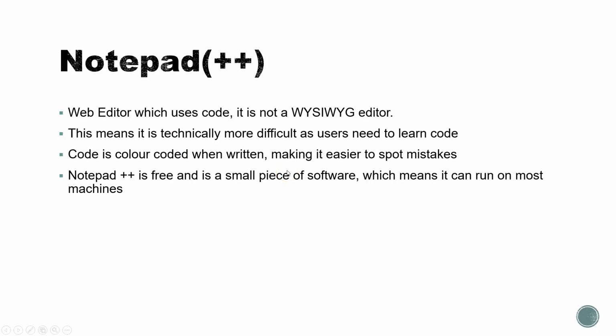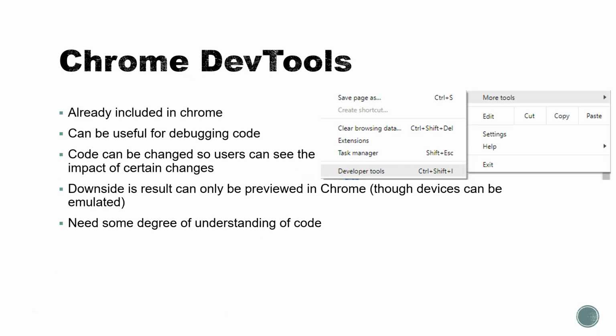And the final one is Chrome Development Tools. So the good thing here is that it's already included within Chrome. If you have a Chrome download, it can be useful for debugging code. Now, obviously, the downside is you need to know what code you're looking for when you are debugging. You might be able to find something that's wrong, but you need to understand the code in order to be able to do something with it. You can actually change the code within Chrome, which is quite nice. So you can actually see what impact, if you make certain changes, you will have on the final product.